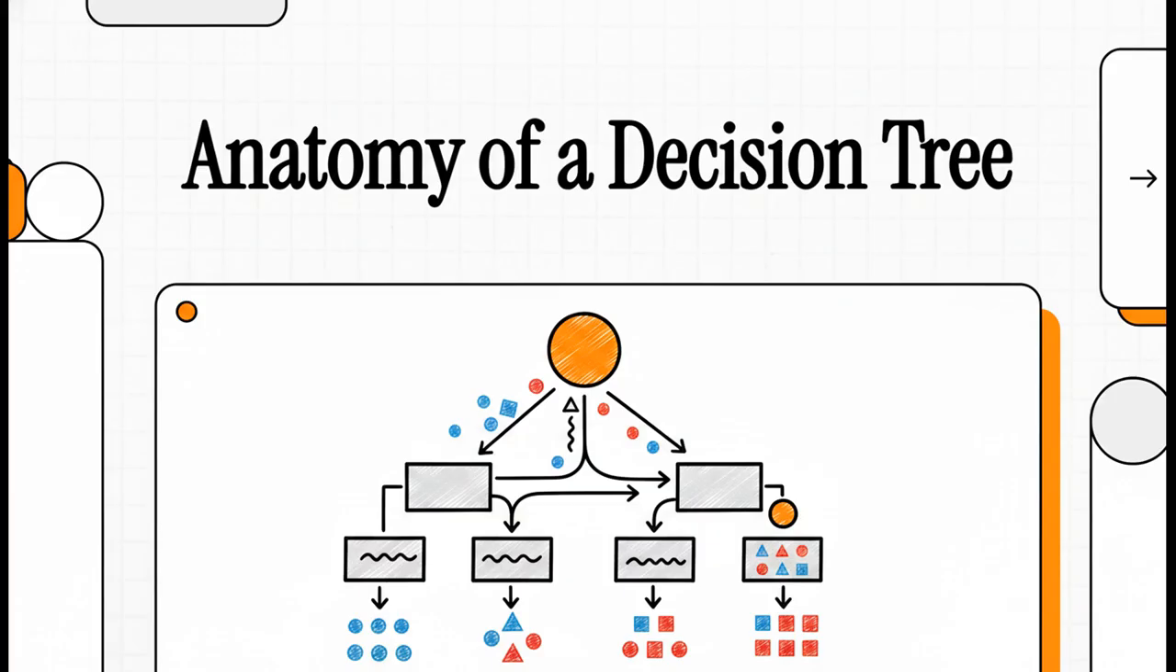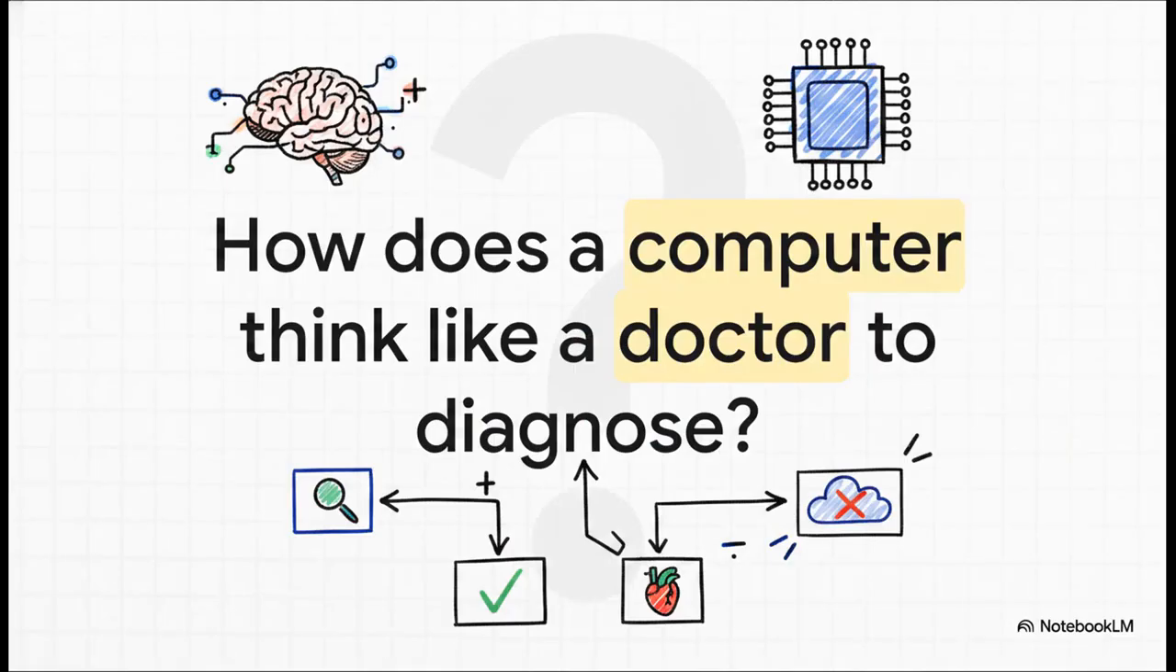Let's get into it. So let's kick things off with a pretty big question. How does a computer actually think like a doctor to diagnose a patient? Just imagine an algorithm acting as a digital diagnostician, right? It's looking at a patient's symptoms, checking their genetic markers, and ultimately making a highly critical, almost human-like medical decision. Sounds incredibly complex. But as we're going to see visually, it's actually built on a really elegant logical progression of simple yes or no questions.